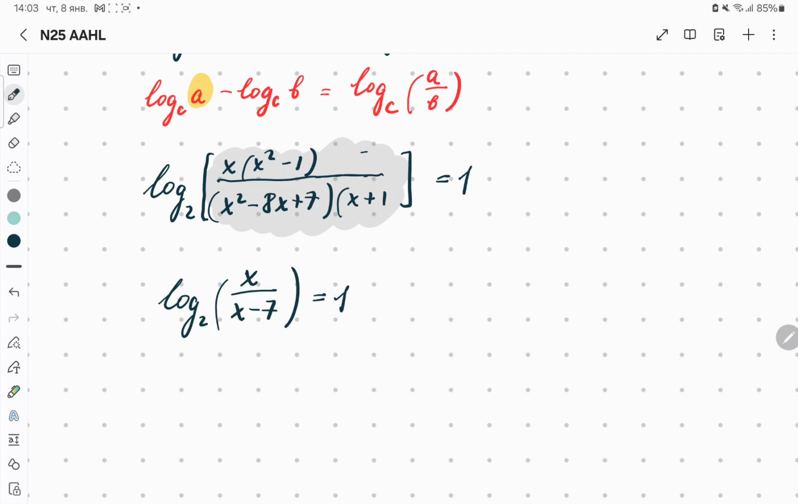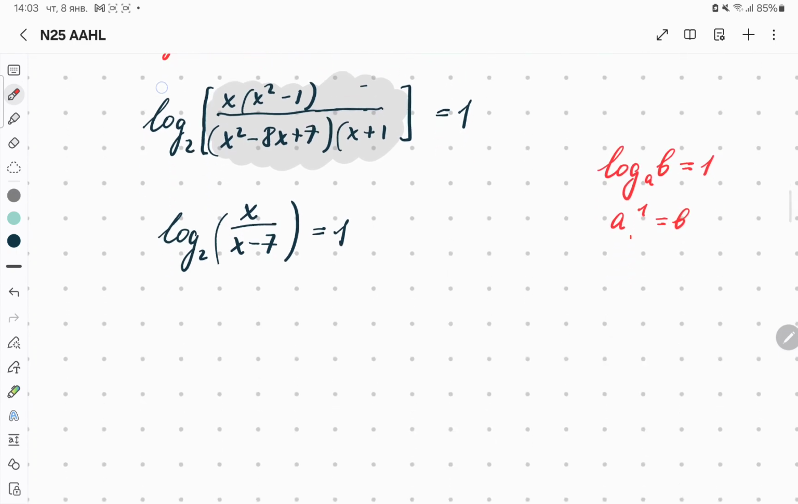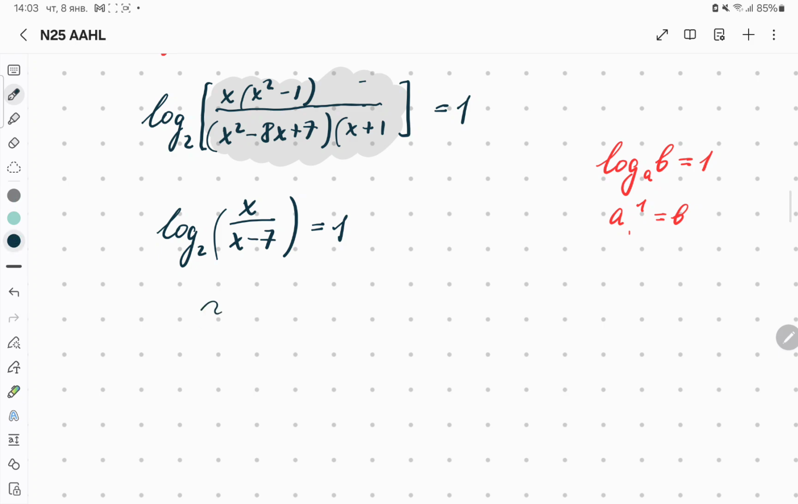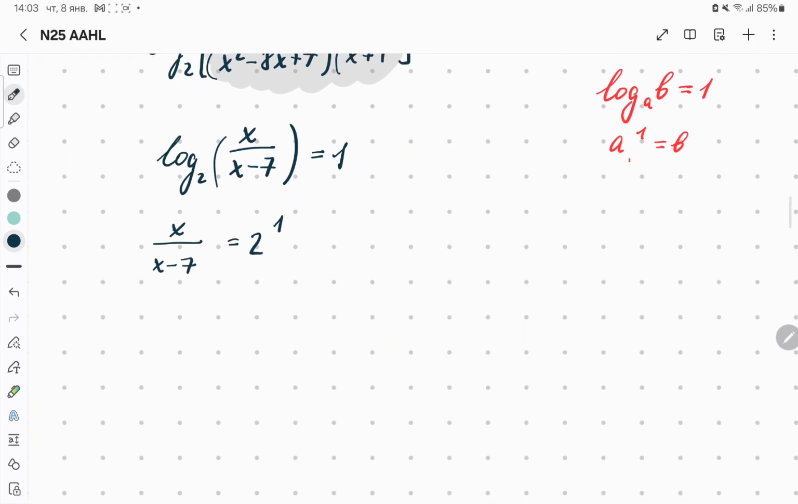Wow. Now if you remember the rule that logarithm of b in base a is equal to 1 means that a in power 1 equals b. So the same here: x over x minus 7 is equal to 2 in power 1. Now let's multiply both sides by x minus 7. I know that my videos are watched by students from different countries, and there are different approaches to how this equation could be solved. It doesn't matter actually. You can use any method you like. I'm going to use this approach.